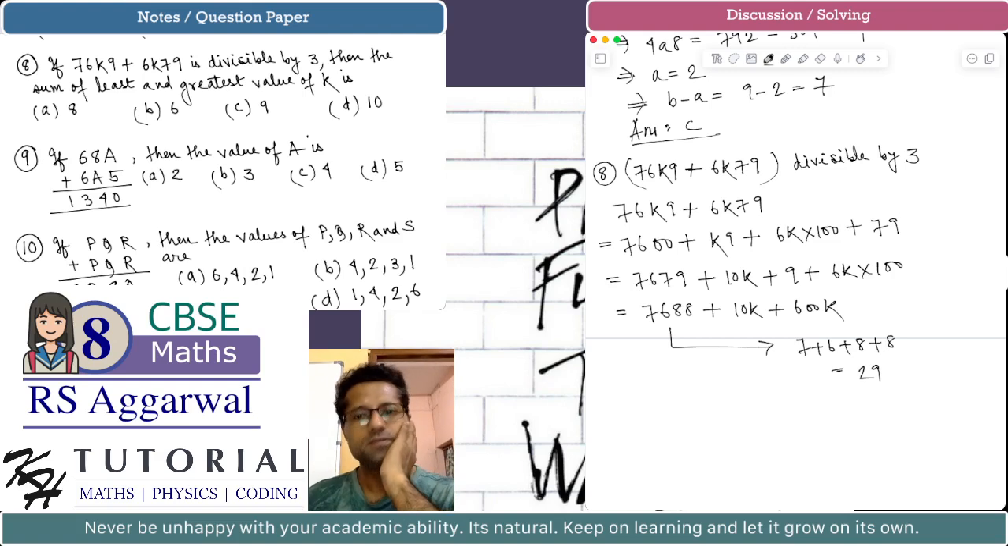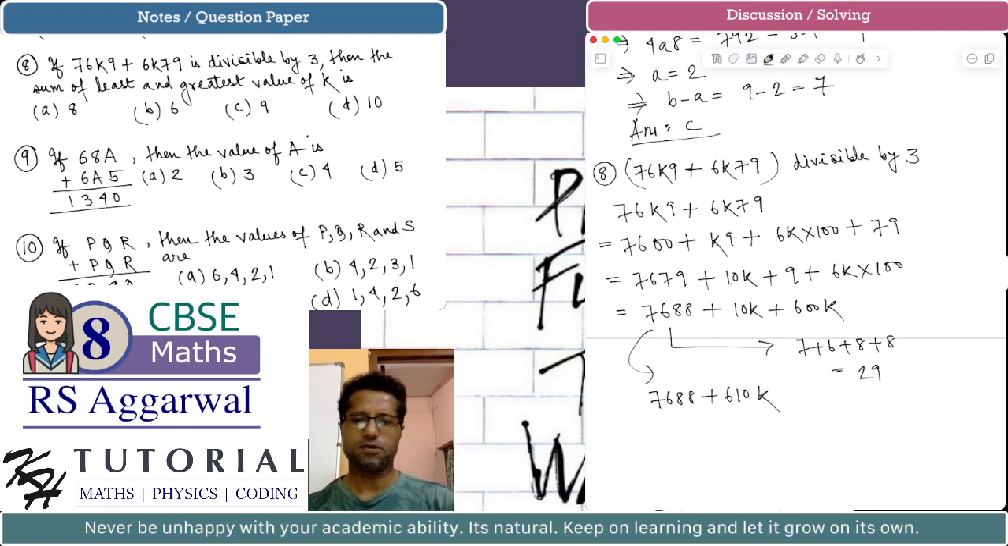So we have expressed the sum of the given two numbers using the general form of each individual number. We have expressed the sum as 7688 plus 10K plus 600K. Now, this is equal to 7688 plus 610K.